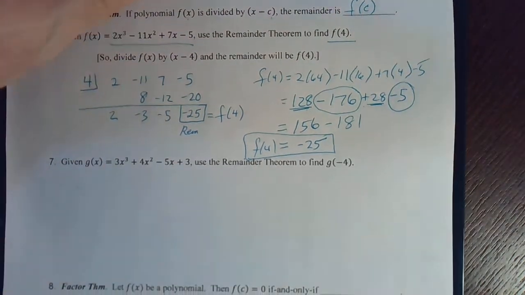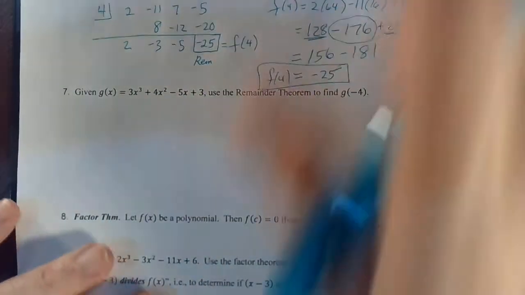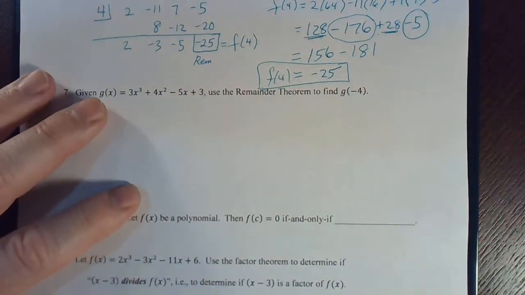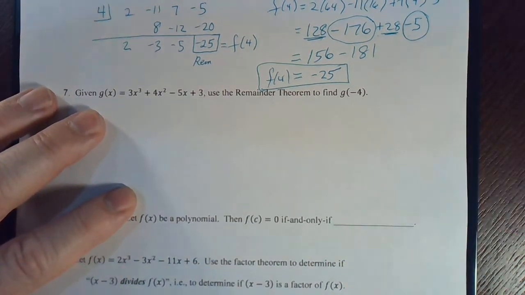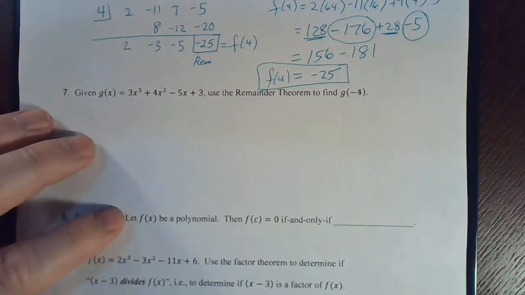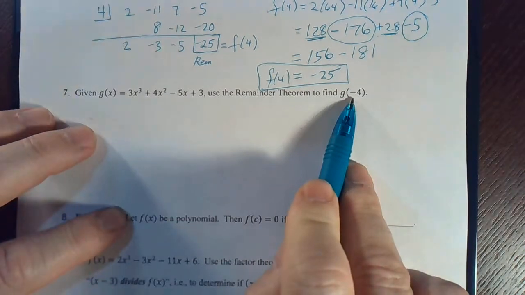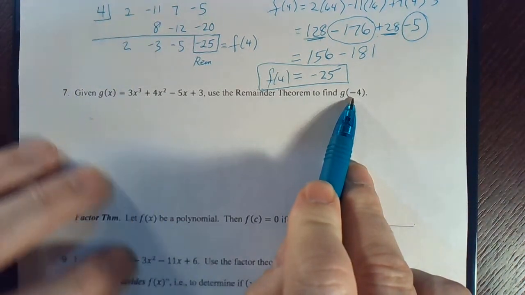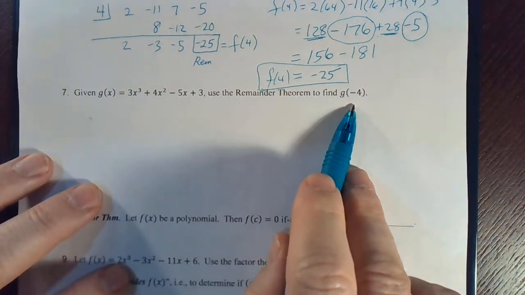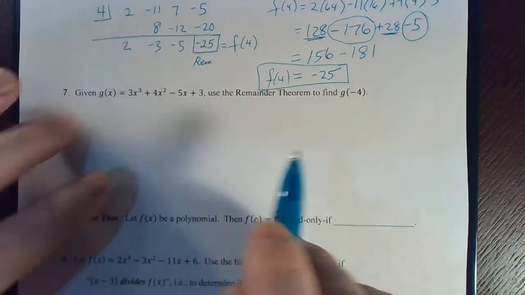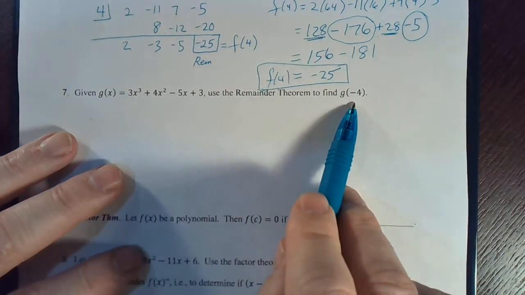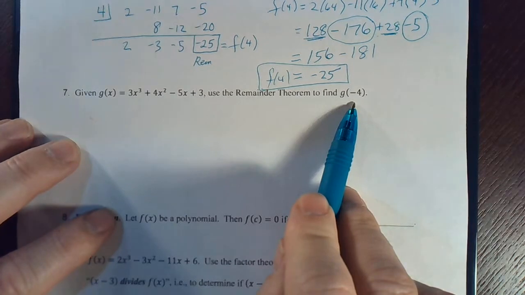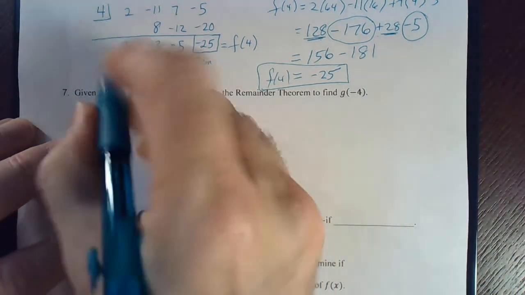And let's do one more. Remainder theorem. Okay, so we're going to do the same thing. We're going to do a division. So if I want to find g of negative 4, that means I'm essentially going to divide by x plus 4. So I'm going to put a negative 4 in the cup.